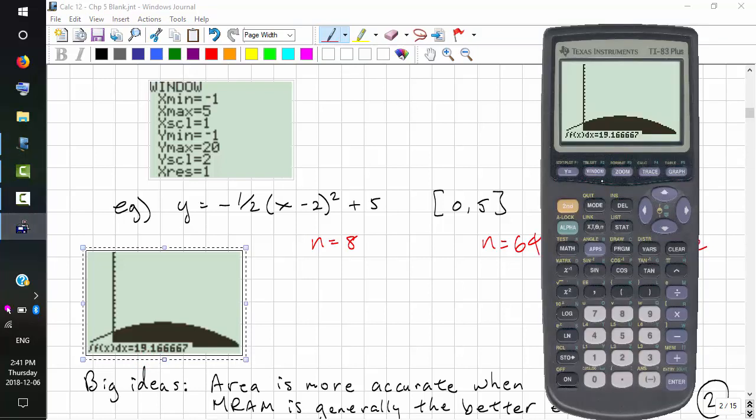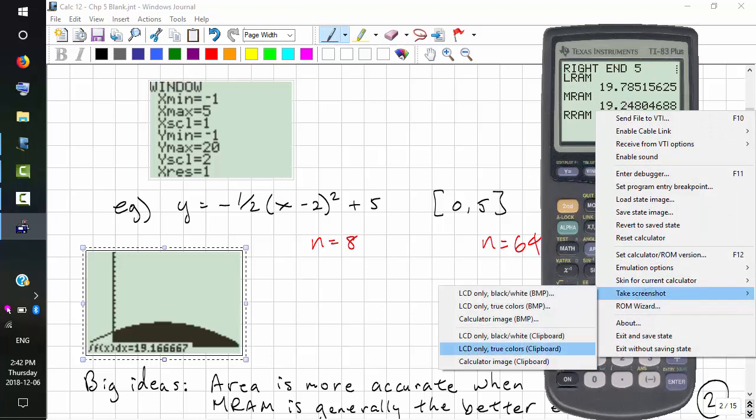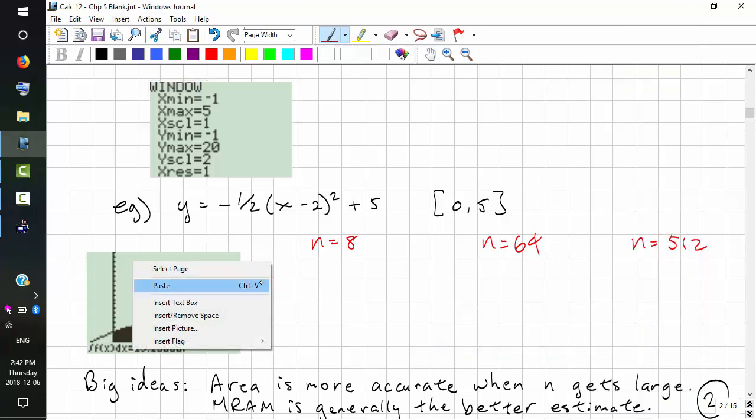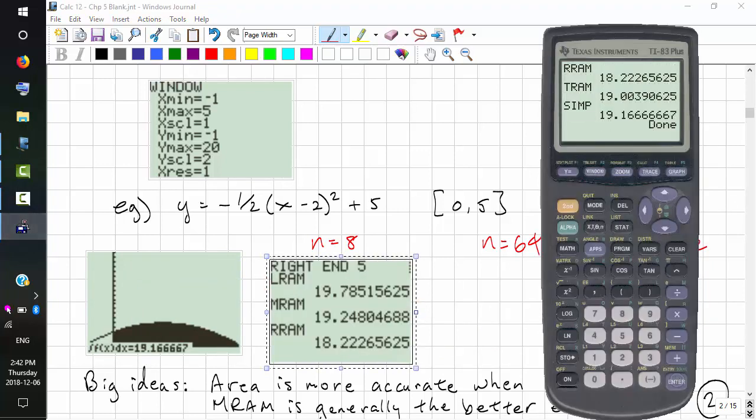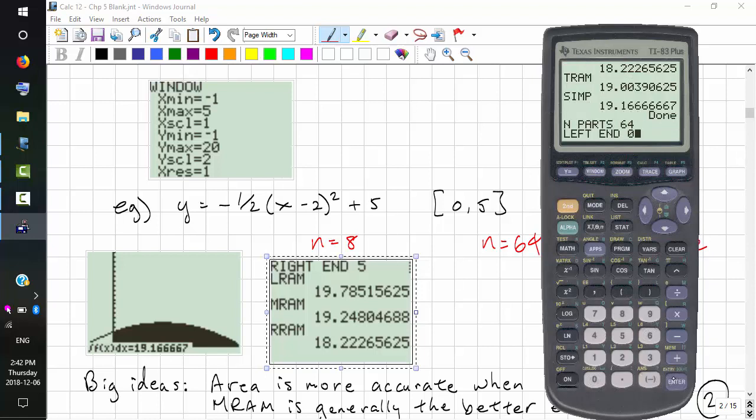Let's run the program. Second quit, enter. I want 8 partitions, and we're going from 0 to 5. Grab a screenshot. And again, 64, 0, and 5. So notice that when we're doing more partitions, it runs slower.